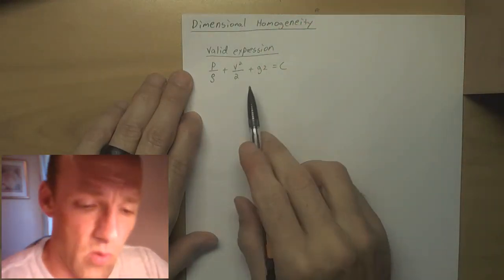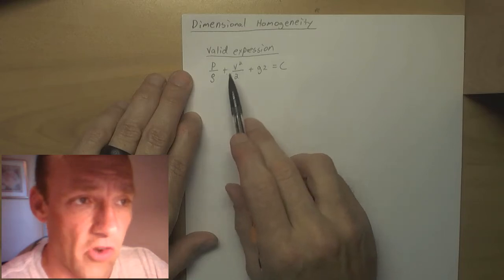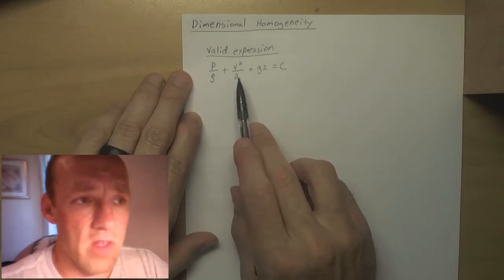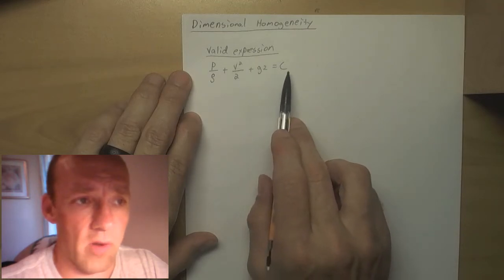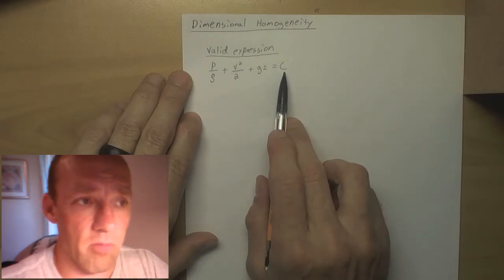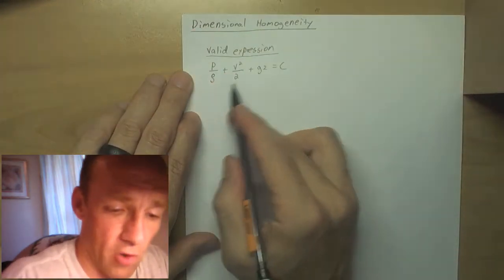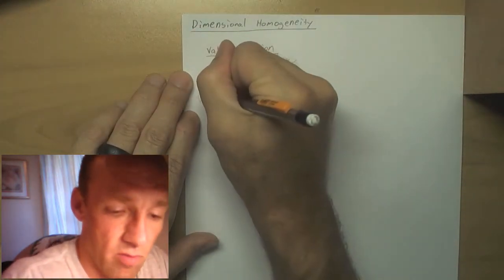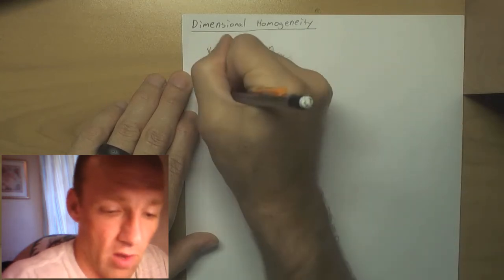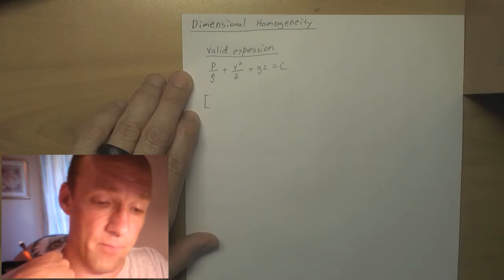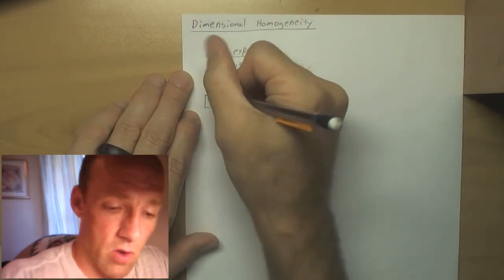Okay, and so I'm telling you this is a valid expression, and therefore you should immediately understand that all of these terms in the expression have to have similar units. All right, so we're just going to go unit by term, evaluate its units, and show that it is in fact dimensionally homogeneous.